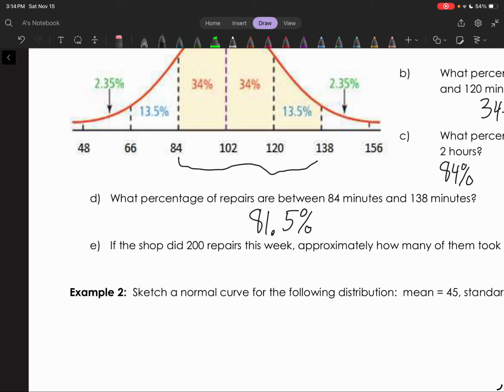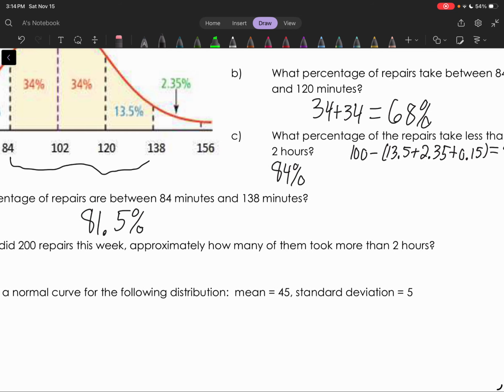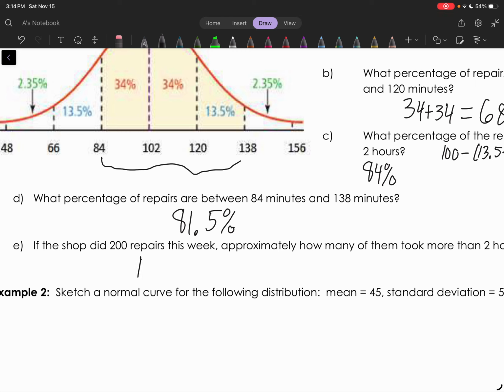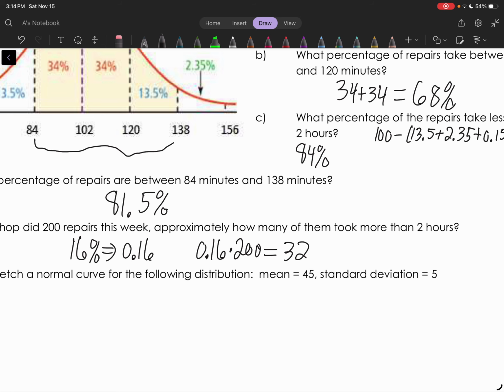If we did 200 repairs, how many of them took more than 2 hours? I've already said that is 16% for more than 2 hours. So I'm going to take that 16%, I'm going to convert that into a decimal. That's 0.16. To find my answer, I'm doing 0.16 times 200. This is 16 times 2, or 32. That's how many would take more than 2 hours.